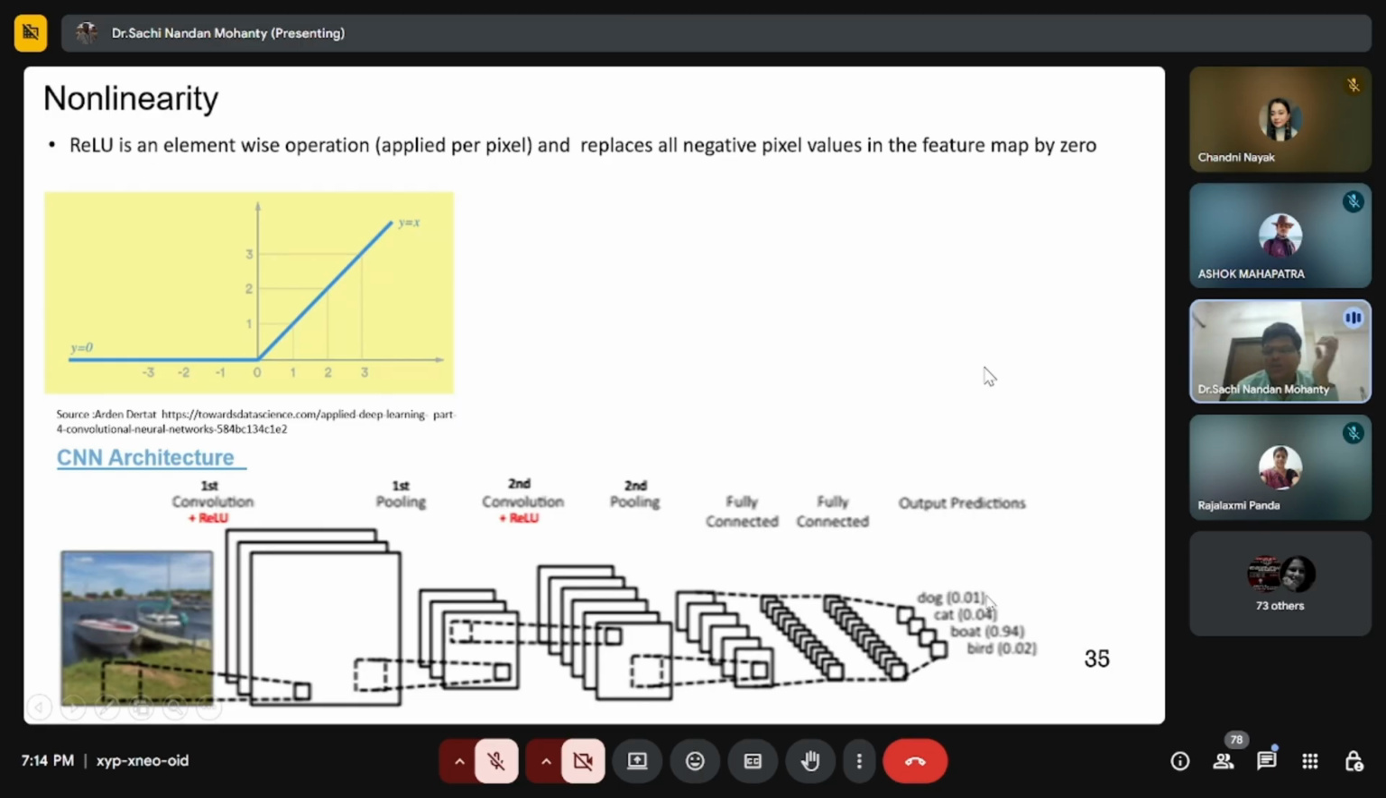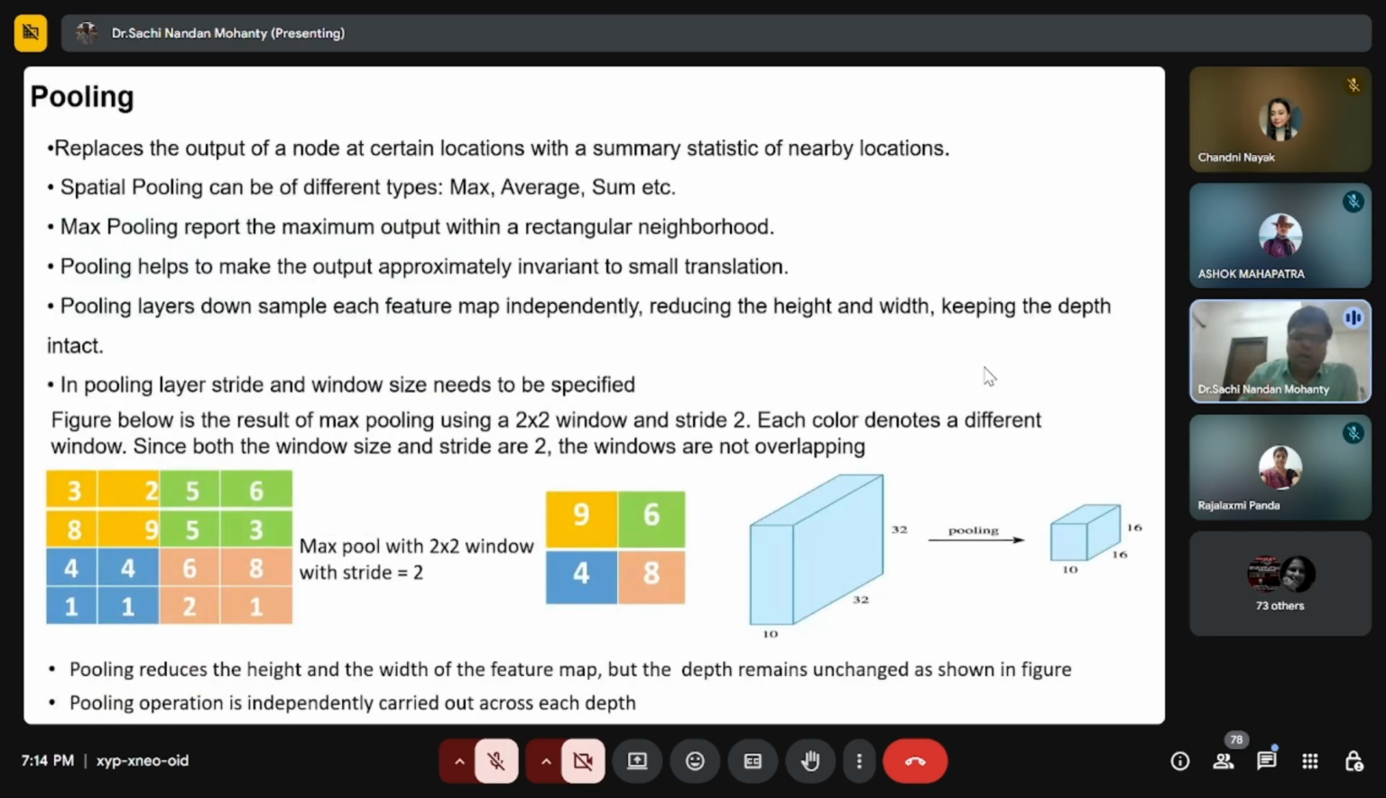So dog is equal to 0.01, cat is equal to 0.4, boat is equal to 0.94, and bird is equal to 0.02. So what is the interpretation? The interpretation says that 94% of the images look like a boat. So the probability that the image is a boat is 94%. In this way, we can find the nonlinearity. The pooling will come later, so you will not understand it here.